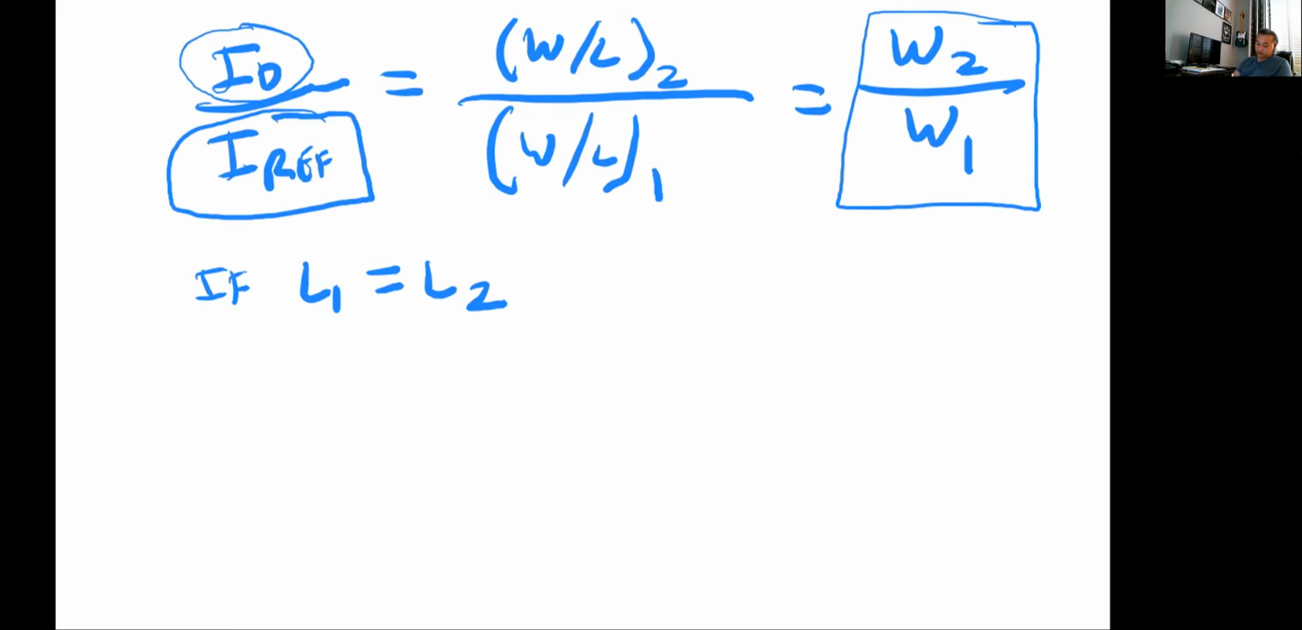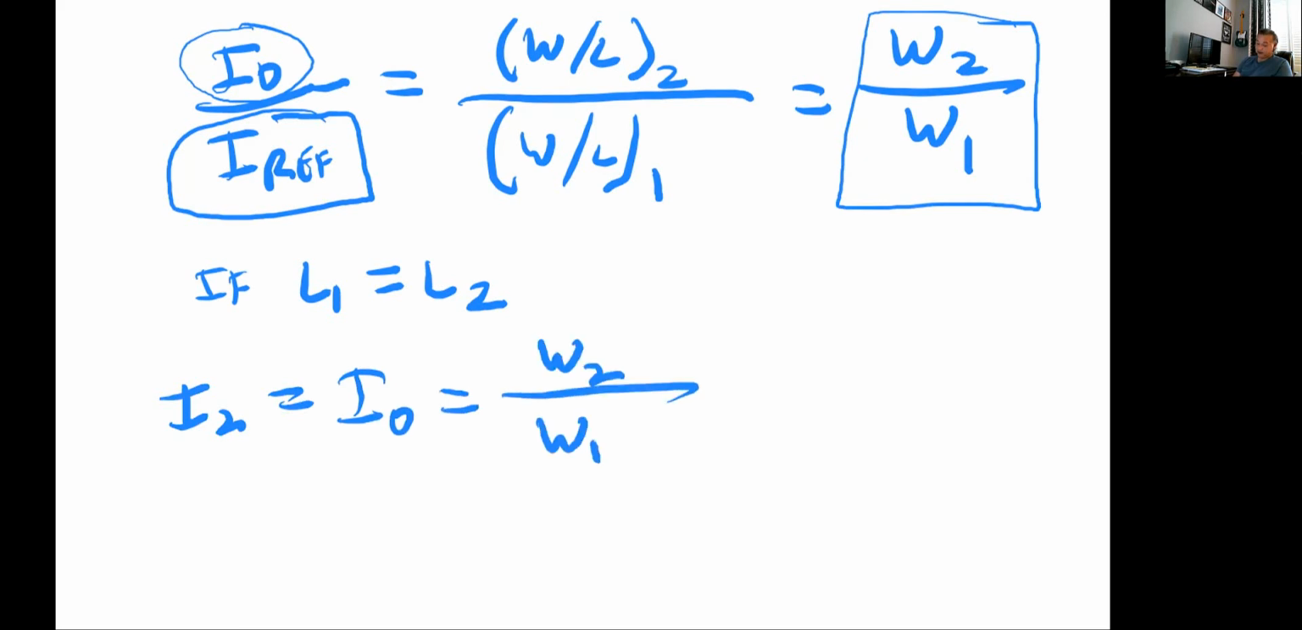So that is a very simple current source. So I can write that the current in transistor 2, which is my output, is this ratio times that reference current, which we know is VDD minus VGS divided by R. Okay.